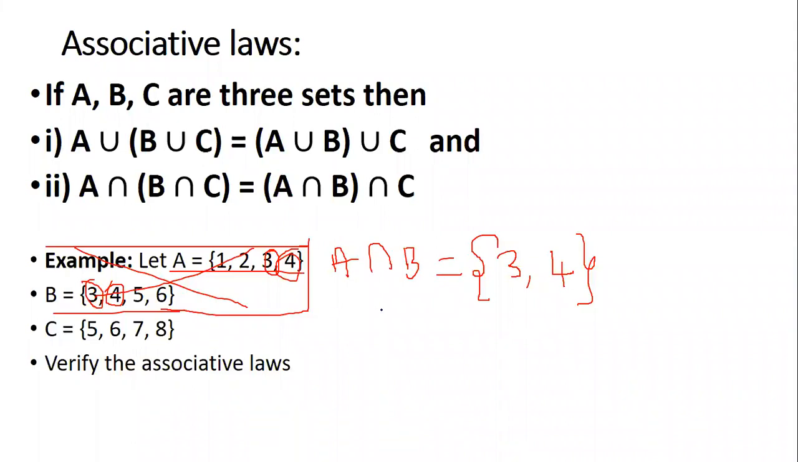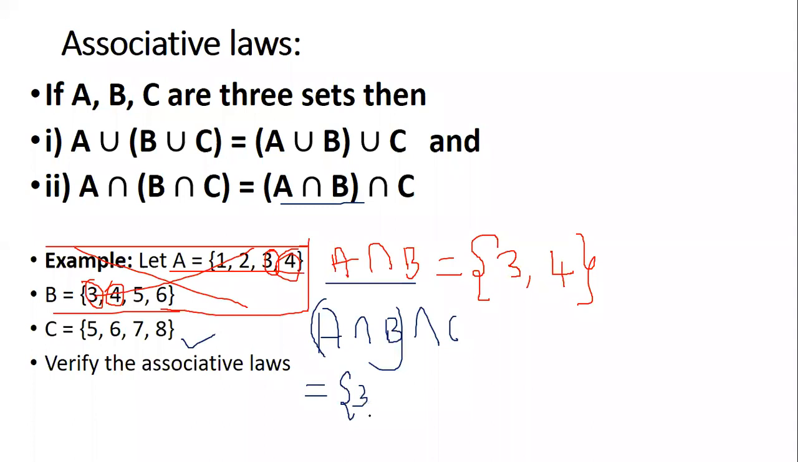Now, next is I have A intersection B, which I have already solved, and then I have set C. Okay, so A intersection B intersection C, where the brackets are for this. Now I have a set which is A intersection B, that is 3, 4. Intersection. What is set C? 5, 6, 7, 8. Anything common in between these two sets? 3, 4, 5, 6, 7, 8.